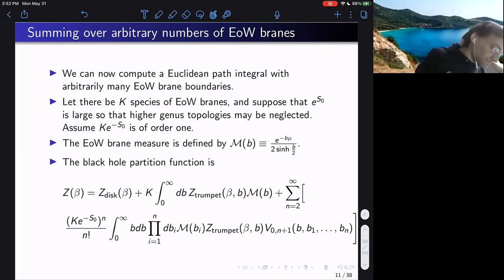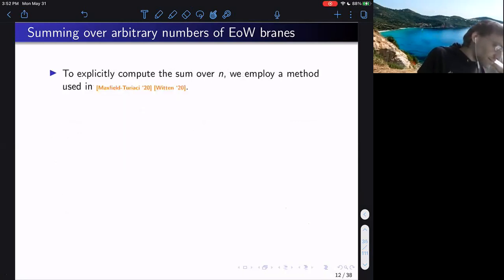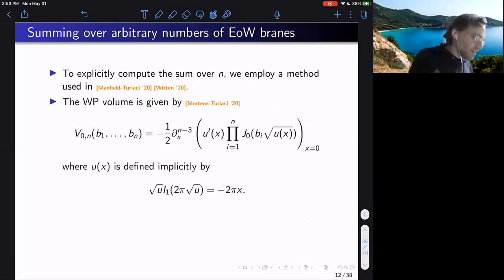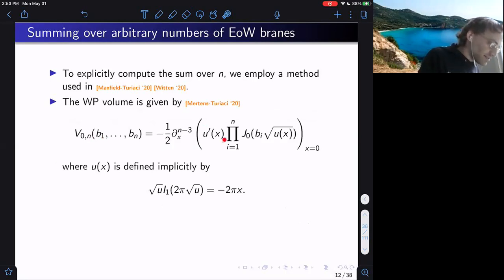To explicitly do this, we use a method that was used in previous work to sum over arbitrary numbers of conical defects in JT gravity. And I'm not going to review the details of this calculation because it's a little complicated. And also, again, this isn't a new thing that we invented. So it starts with this convenient formula for the Weil-Petersson volume, which is given in terms of this function u of x, which is defined implicitly by this equation.